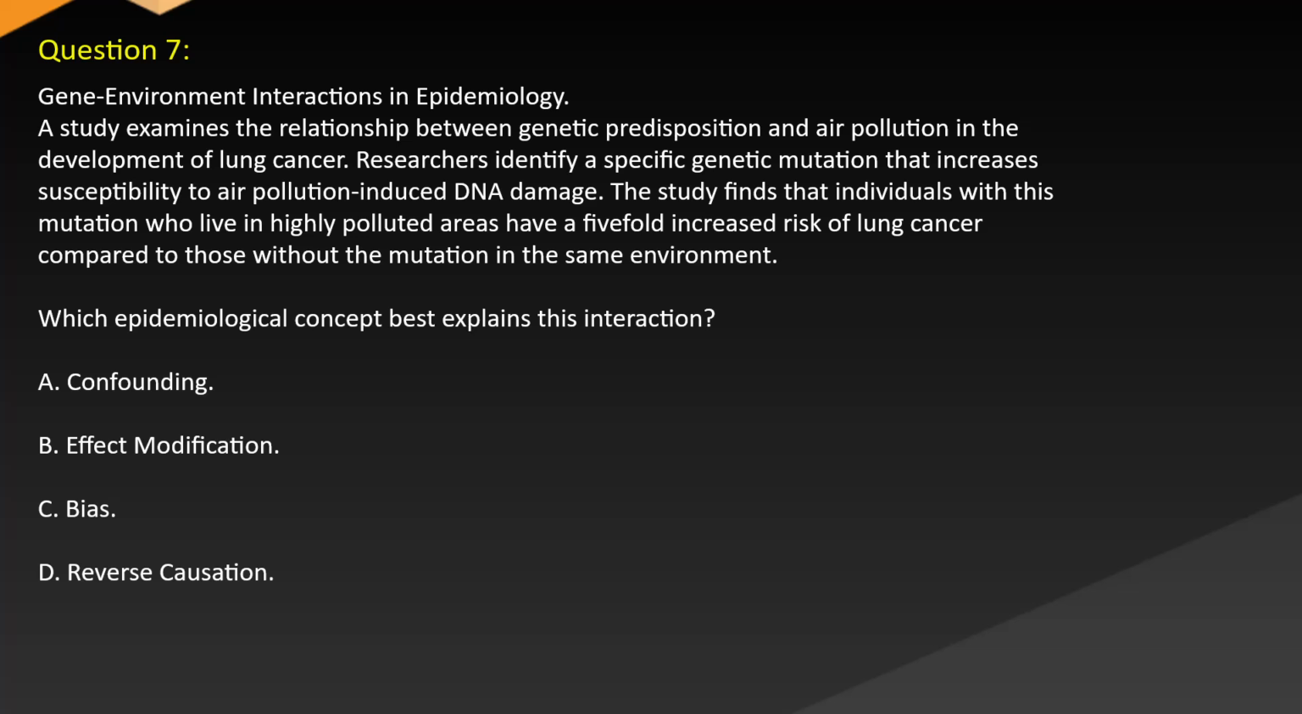Question 7. Gene-environment interactions in epidemiology. A study examines the relationship between genetic predisposition and air pollution in the development of lung cancer. Researchers identify a specific genetic mutation that increases susceptibility to air pollution-induced DNA damage. The study finds that individuals with this mutation who live in highly polluted areas have a five-fold increased risk of lung cancer compared to those without the mutation in the same environment. Which epidemiological concept best explains this interaction?